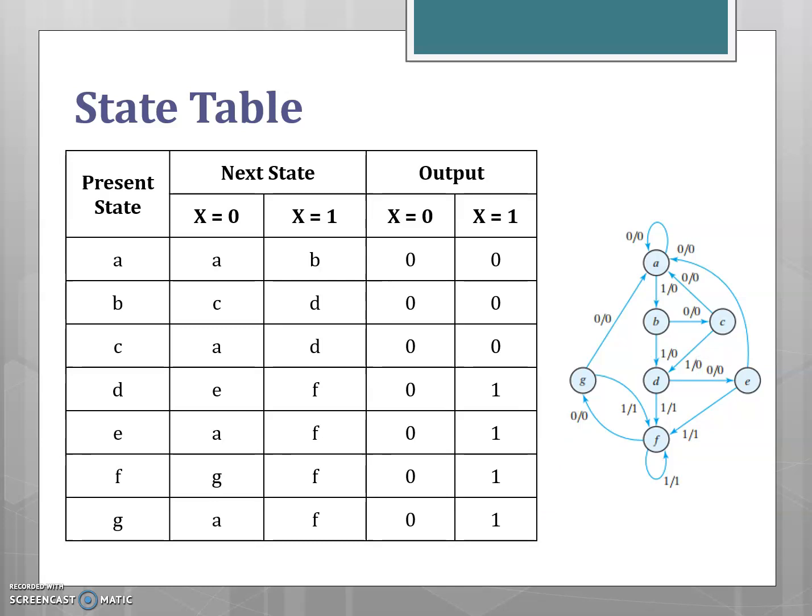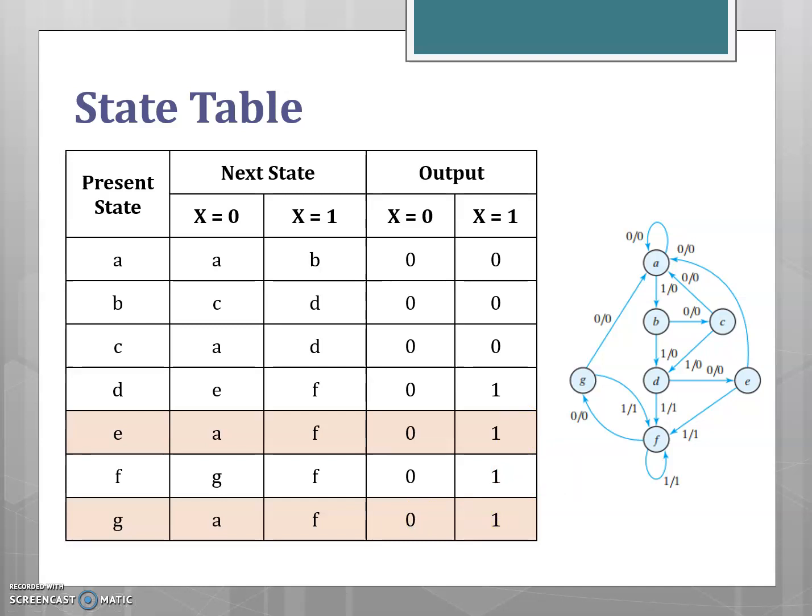So this is the state table corresponding to the given state diagram. The next step is to identify the equivalent states. On seeing the state table, you can observe that the states E and G produce the same next states A, F and also the same output 0, 1. So these two states, E and G, are equivalent.